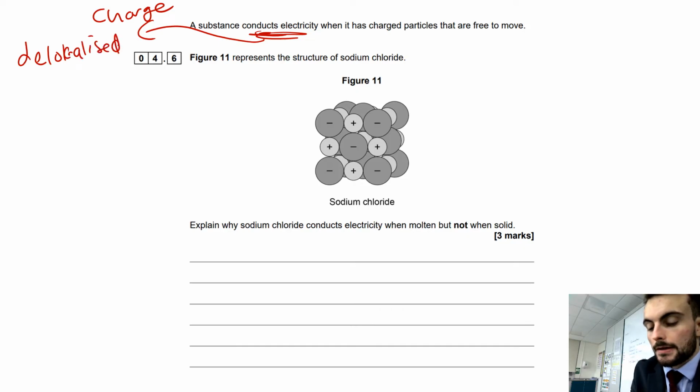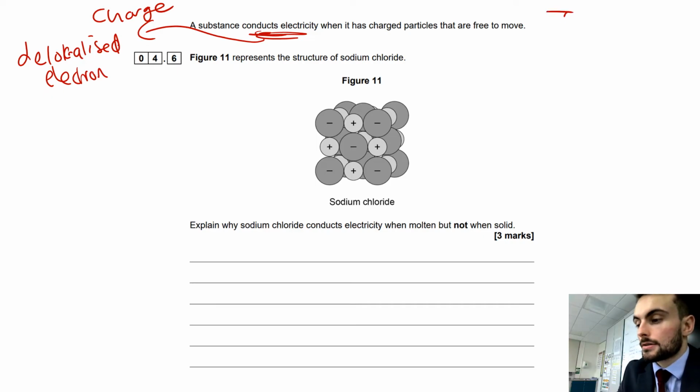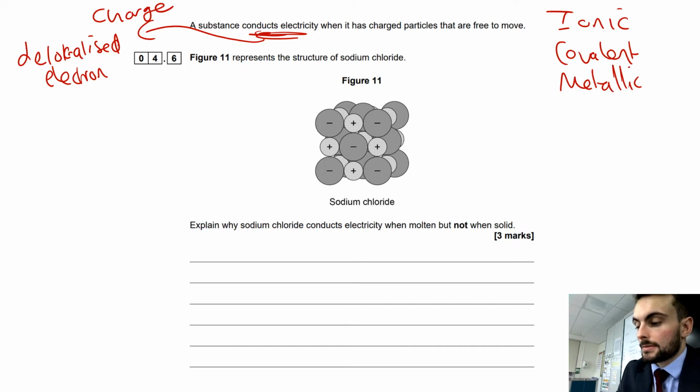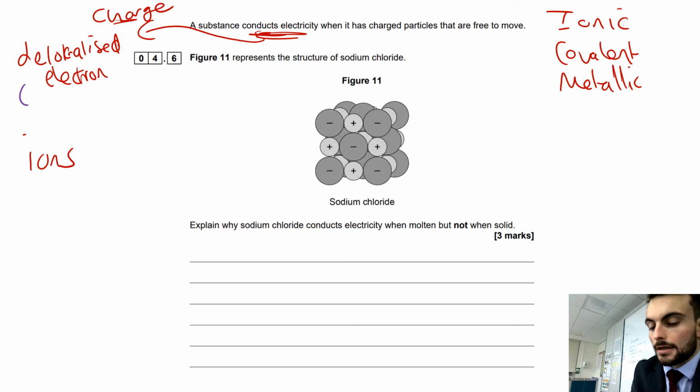That would be if we are linking to bonding. So we're talking about potentially ionic bonding, potentially covalent, potentially metallic, all popping into my head from those first couple of words. If we're talking about charge, we could also be talking about ions. So first off, delocalized electrons only apply to metallic and those giant covalent lattice ones.